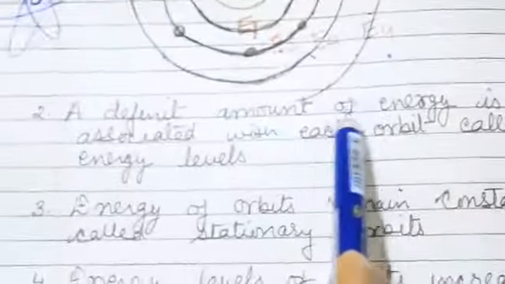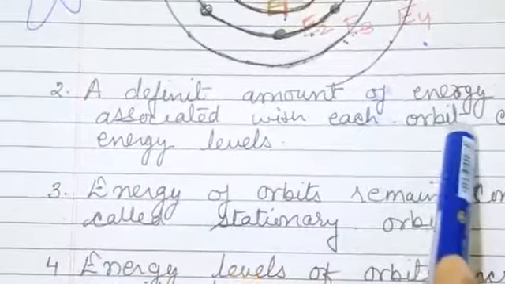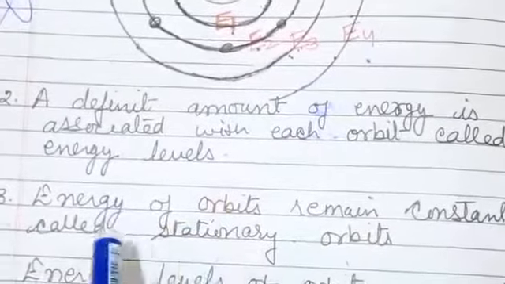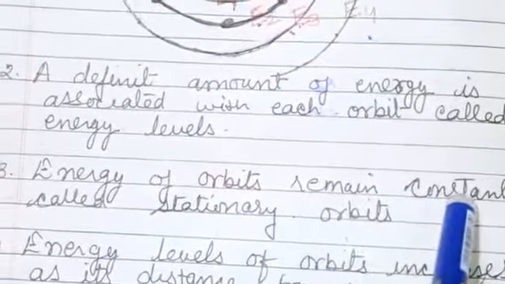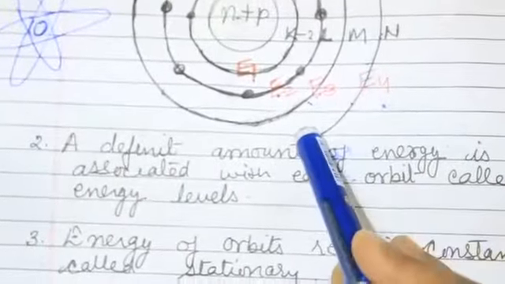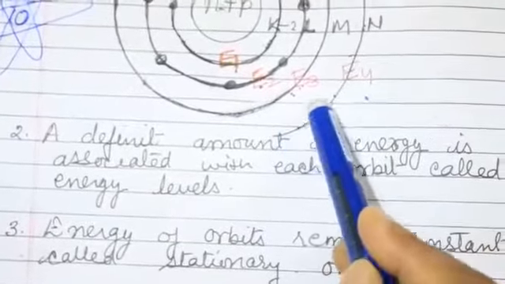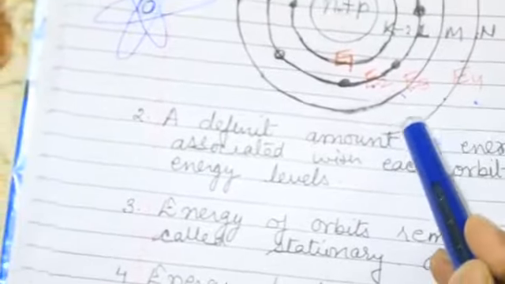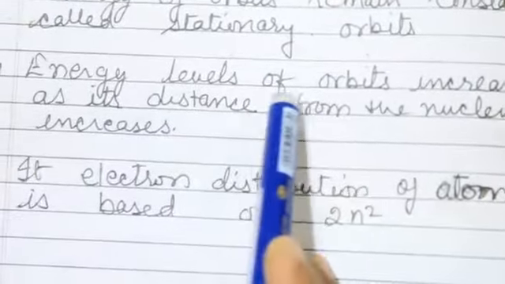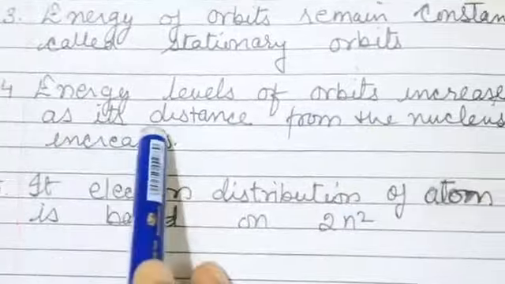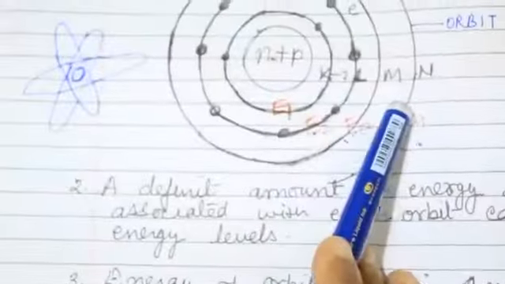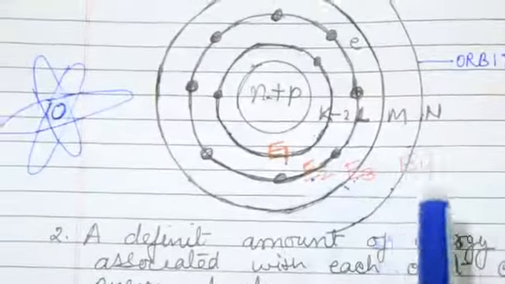So a definite amount of energy is associated with an orbit, called energy levels. These are known as energy levels. The energy of an orbit remains constant, called a stationary orbit. The orbit remains constant. It doesn't go anywhere, so they are stationary. So they are known as stationary orbits. The energy level of an orbit increases as its distance from the nucleus increases. As we go further, they have a higher energy level.